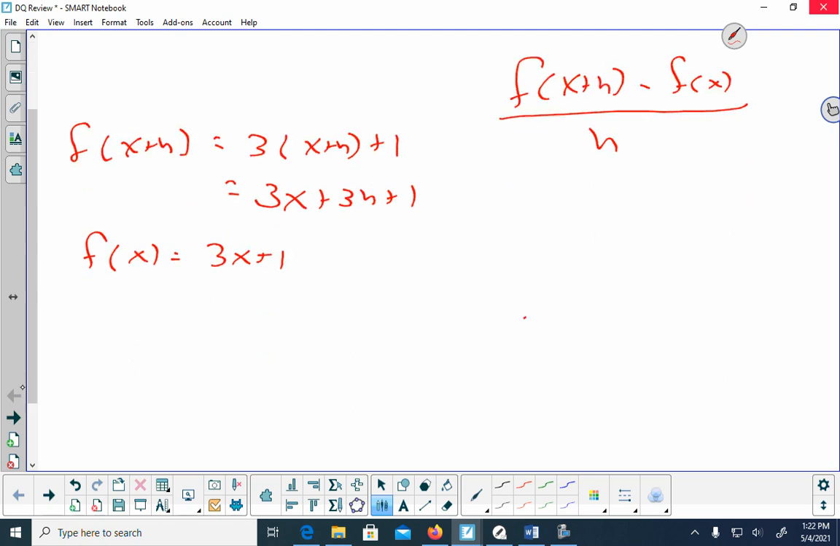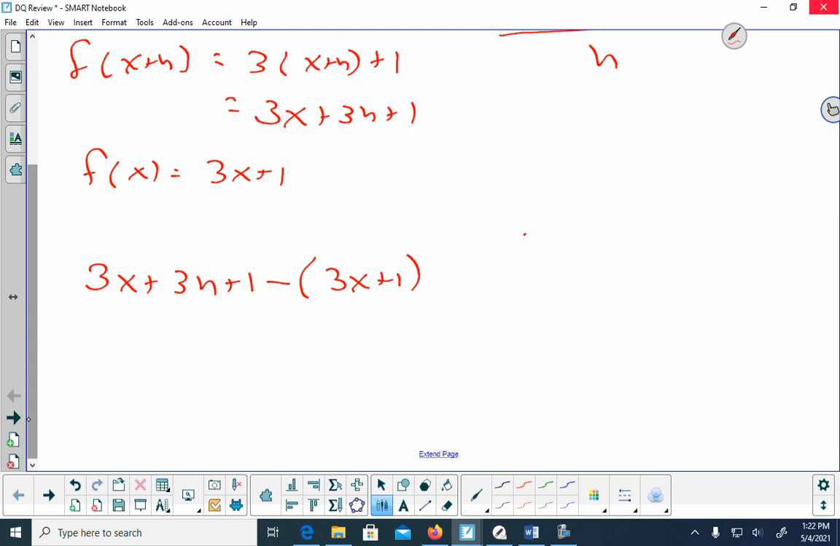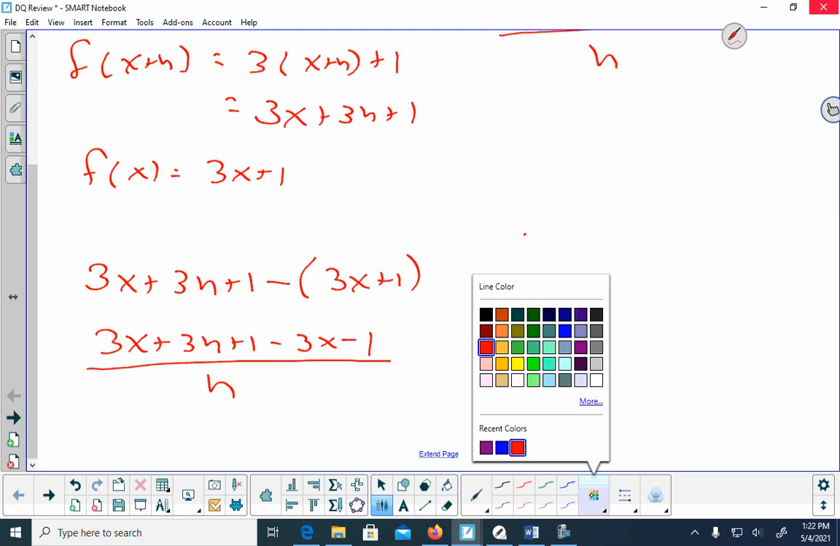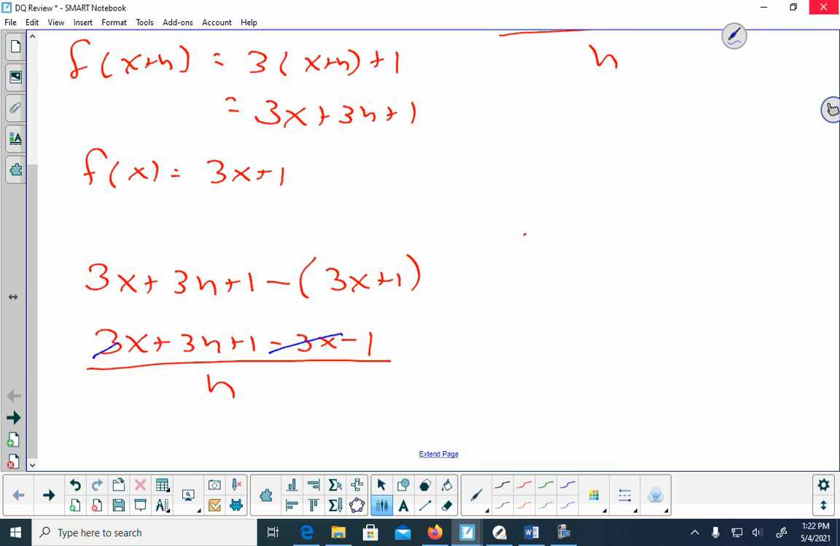The next thing I'm going to do is take f of x plus h and subtract f of x, and I like to put it in parentheses so I remember to distribute my negative sign. So I'm going to have 3x plus 3h plus 1 minus 3x minus 1, and this is all over h. I am going to cross out whatever equals zero, and I'm going to have 3h over h. My final answer is going to be 3.